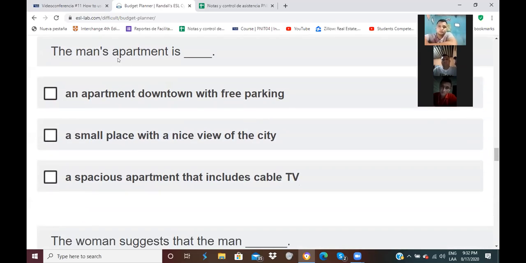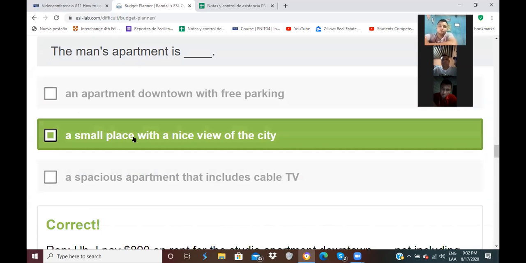Number two, the man's apartment is an apartment downtown with free parking, a small place with a nice view of the city, a spacious apartment that includes cable TV. Number two. Excellent. A small place with a nice view of the city.